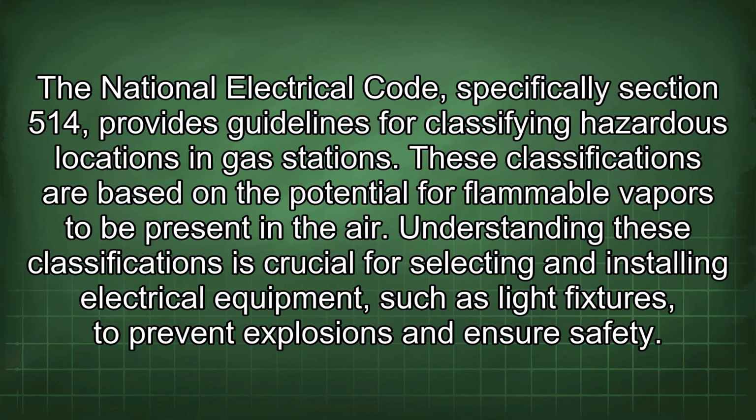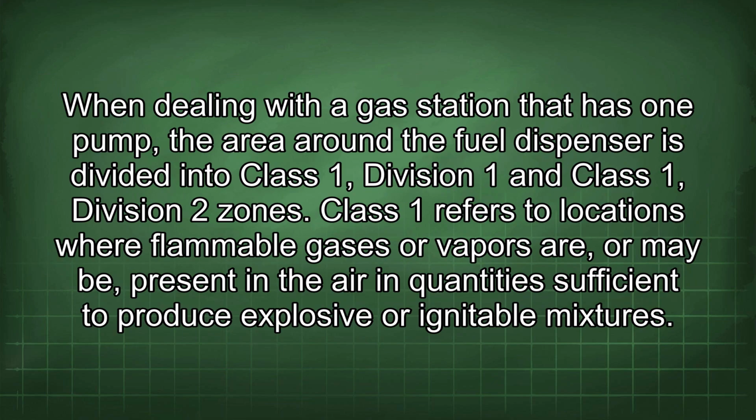The National Electrical Code, specifically Section 514, provides guidelines for classifying hazardous locations at gas stations. These classifications are based on the potential for flammable vapors to be present in the air. Understanding these classifications is crucial for selecting and installing electrical equipment, such as light fixtures, to prevent explosions and ensure safety.